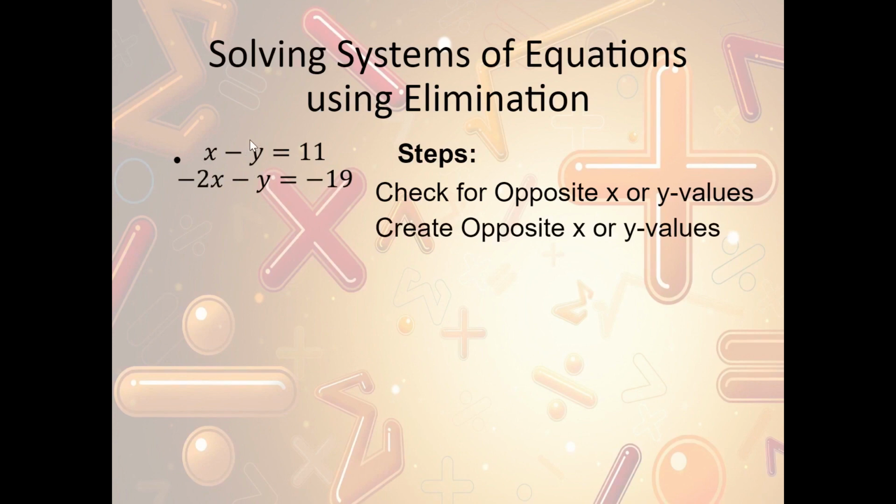In this case, the easiest looks like it might be the y's, because we could just multiply one of these by a negative 1, and that gives us a positive y and a negative y. But we could also do the x's. We could multiply this whole thing by 2. That gives us a positive 2x and a negative 2x.